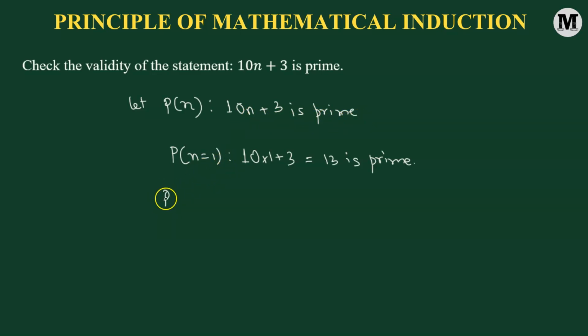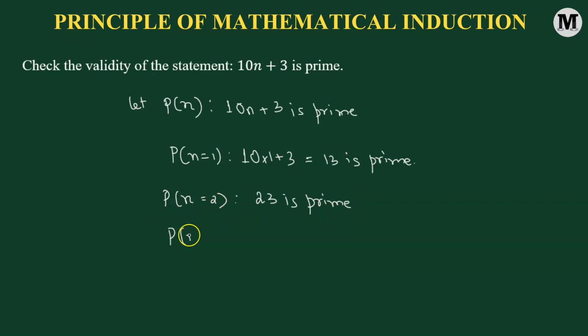We'll also have to check for the other natural numbers. So if we choose n equal to 2, then this time we're going to get 10 times 2, that's 20. 20 added to 3, so that's going to be 23. So 23 is prime. Is this a true statement? Yes, this is a true mathematical statement and holds true for n equal to 2.